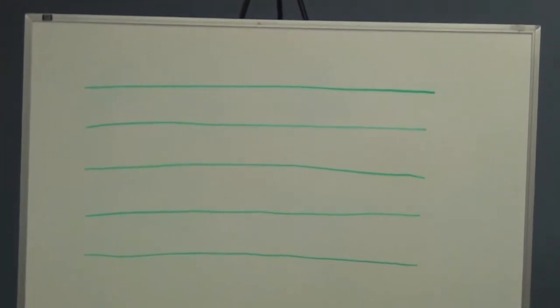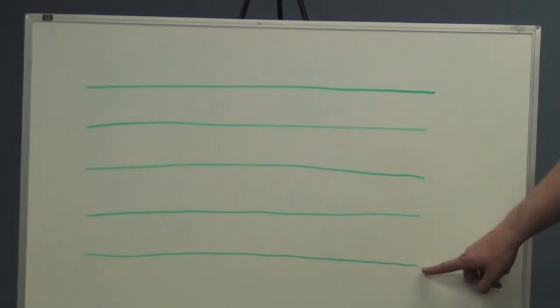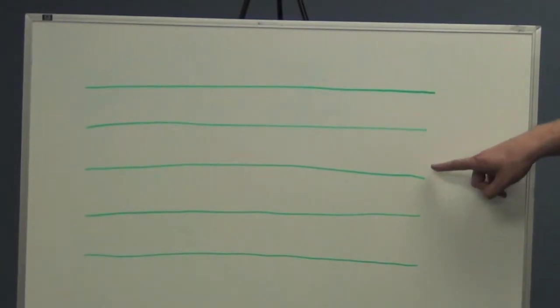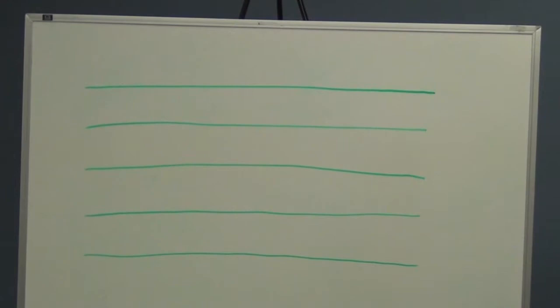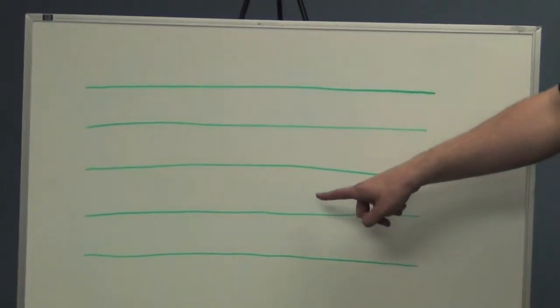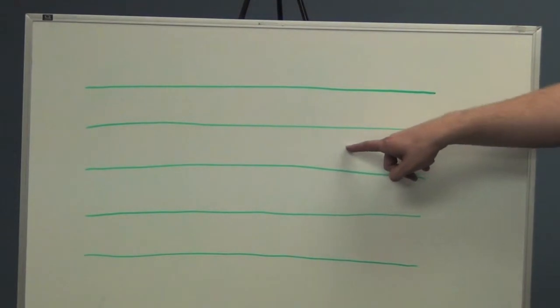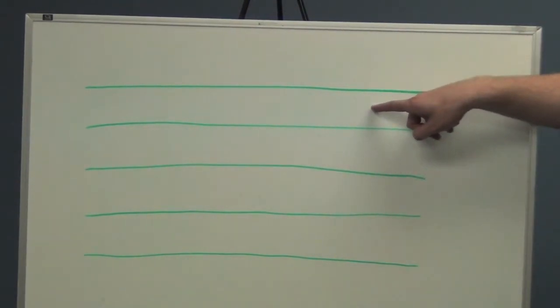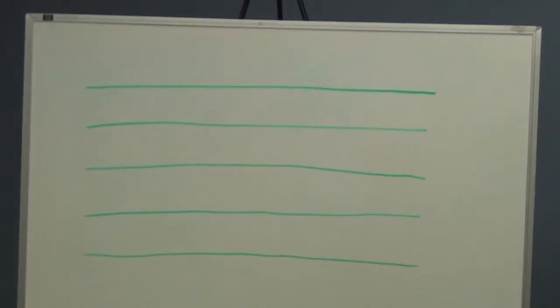So let's go ahead and get started with the music staff. Now, here on the whiteboard, we have the music staff drawn out. It's made up of five lines, line one, line two, three, four, and five, and then the spaces in between the lines. So this would be space one, space two, space three, and space four. We're going to use these different lines and spaces as placeholders for the musical alphabet. Let's go and talk about the musical alphabet right now.